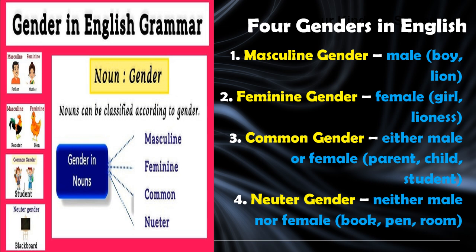And fourth, the neuter gender. This refers to nouns that denote things that are neither male nor female. These are usually non-living objects, places, or concepts. For example, book, pen, room, table, happiness. So to summarize, masculine for males, feminine for females, common for both, and neuter for non-living things. Understanding these 4 categories helps us to use pronouns correctly and describe the world more accurately. Clear? Now let's proceed to the next slide.